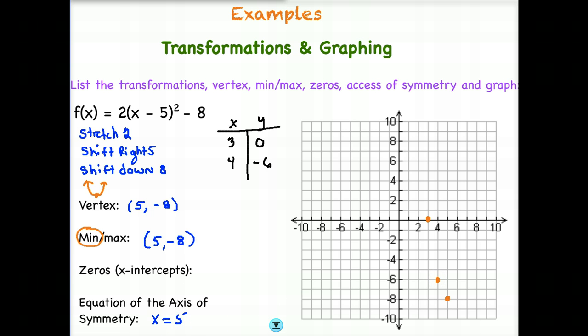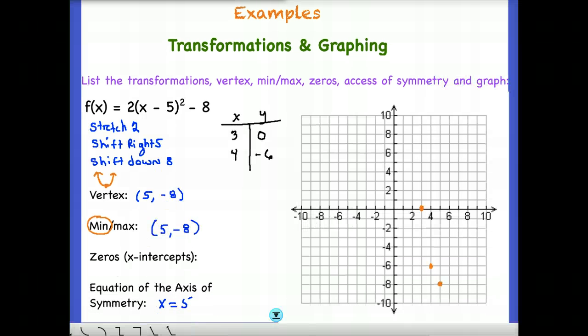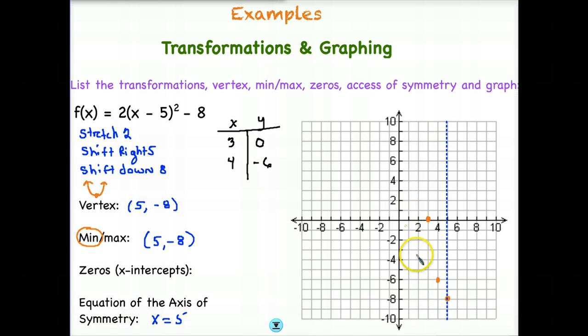Now I want to plot my symmetric points, so what I'm going to do, like I did on all the other ones, is go ahead and draw in my line of axis of symmetry here. That way it'll be easier to plot those symmetric points. So I can see this is 1 away, so I'm going to go over here, and 2 away would be over here. And now I can draw my line and connect it on the left side as well.